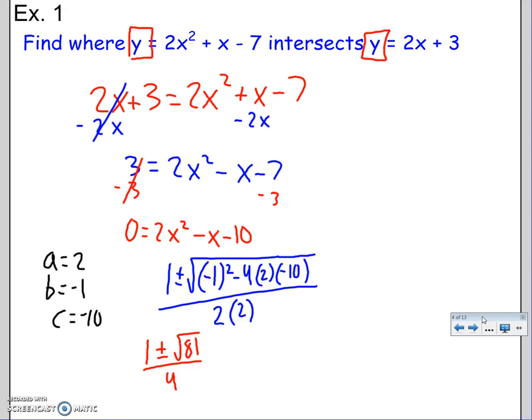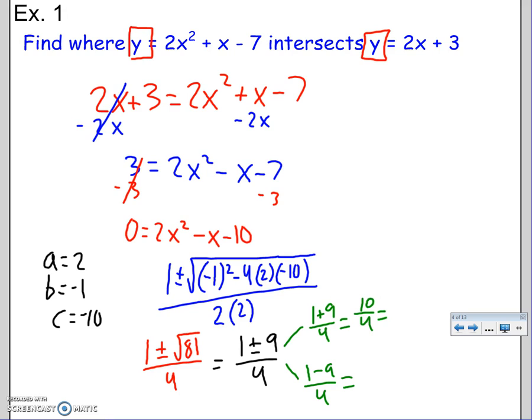Well, the nice thing is square root of 81 is 9. All right. If it's a nice number like that, you have to do two cases. So I do 1 plus 9 over 4 and 1 minus 9 over 4. So that's 10 over 4. That's 5 over 2. In this case, I'll do 2.5. I'll do the decimal. That's negative 8 over 4, which gives us negative 2. Those are my x's, but I need to find the y's.